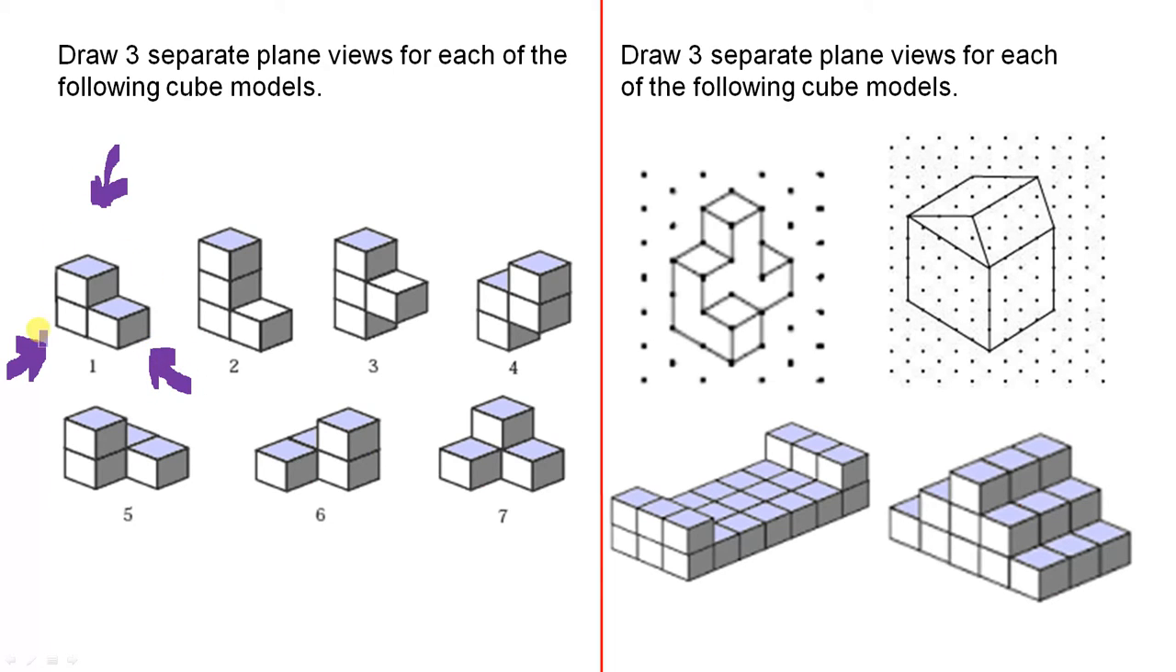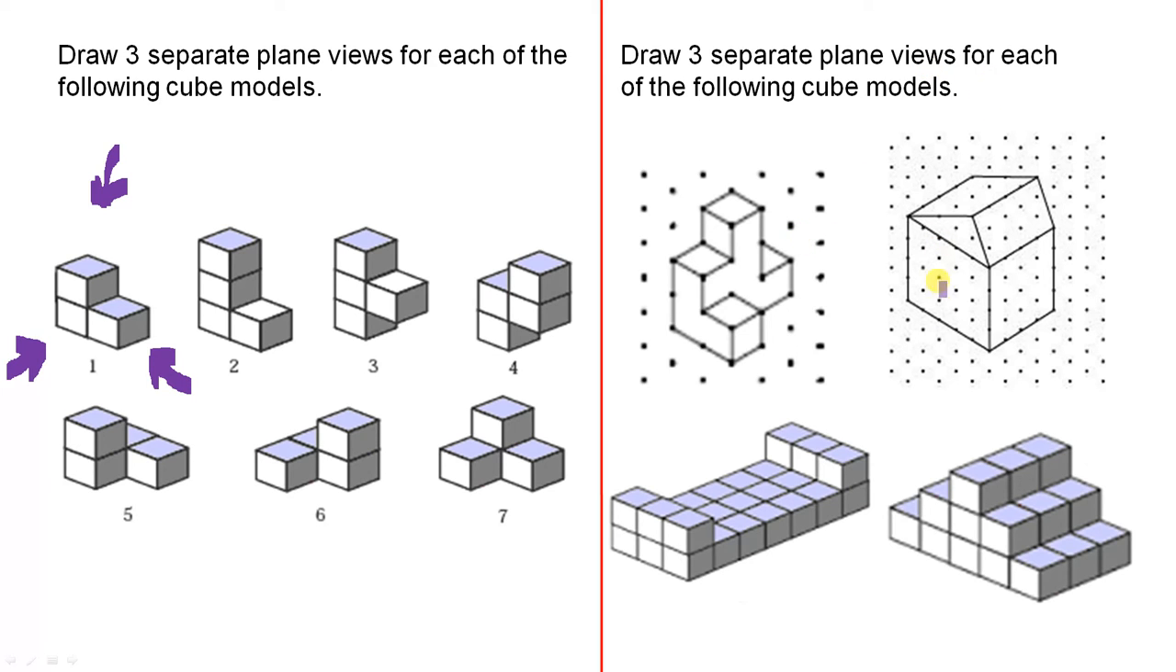So these three views are what we call plane views. They are two-dimensional. That's why we call them plane views. You just need a piece of paper to draw them, and they just have a length and a width, that's all. And you do the same for each one of these. It's up to you where you want to view the solid from, as long as you view it from three different sides. Over here it's very similar.